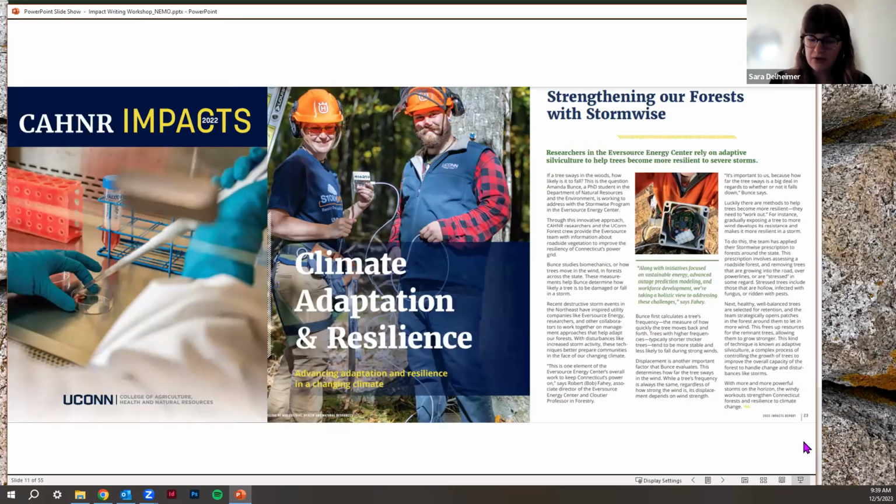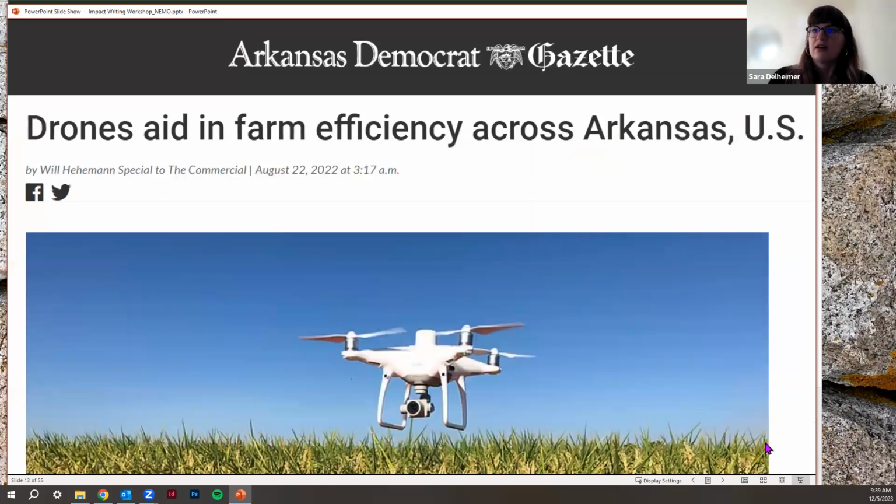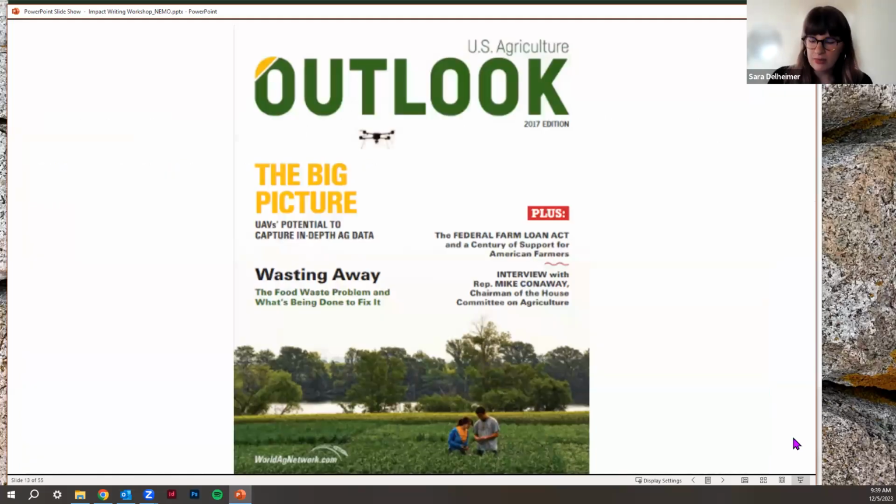Your campus is probably also including impact stories in publications, like this magazine of impacts from UConn. And then beyond your institution, impact statements can make great pitches or press releases. They can really make great outlines or jumping off points for articles for local or national newspapers, or industry publications, different types of magazines.